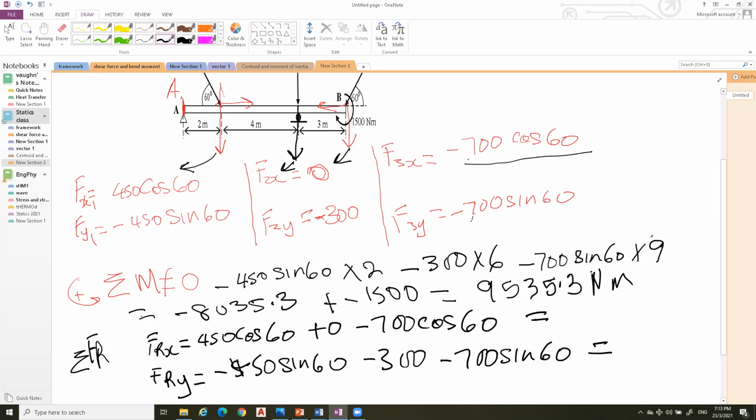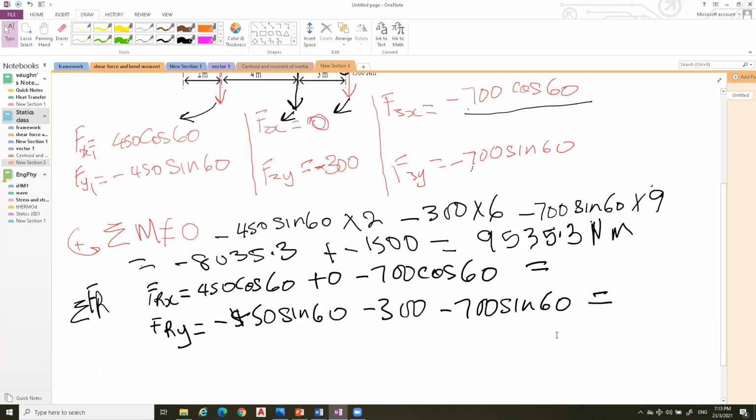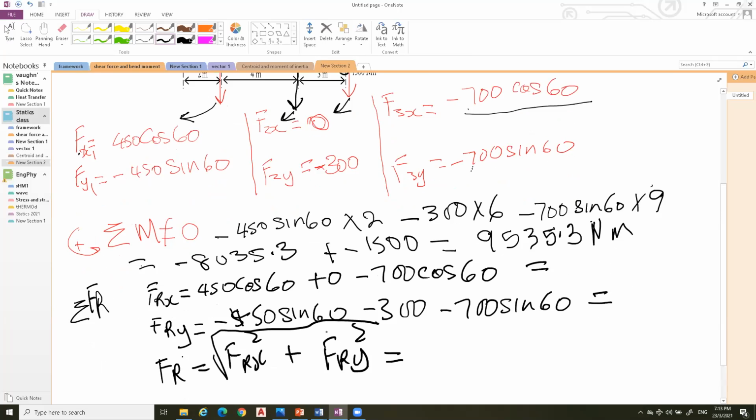We have about 15 minutes to go. I'll give you a little time. Work it out for me and give me the single resultant force using Pythagoras. So please work it out. I'm waiting. I want FR from that, which is going to be the square root of FRX squared plus FRY squared. So you're going to do all of that for me. I'm waiting.